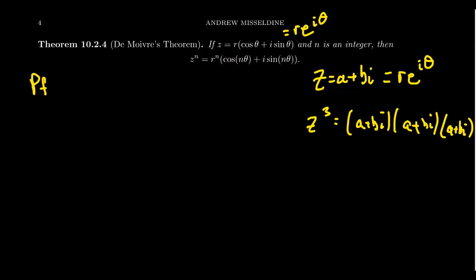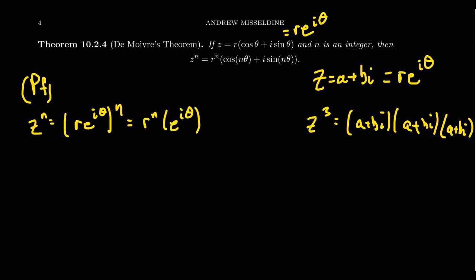Well, when you think of this in terms of the exponential form, the polar form of a complex number, it's very, very simple. So take z to the n. We're going to write z to the n as r e to the i theta, all to the n, for which then by exponent rules, this is r to the n times e to the i theta to the n. And then using more exponent rules, when you have an exponent to an exponent, you then multiply them together. You get r to the n times e to the i theta times n, which I'm going to write as e to the i n theta.